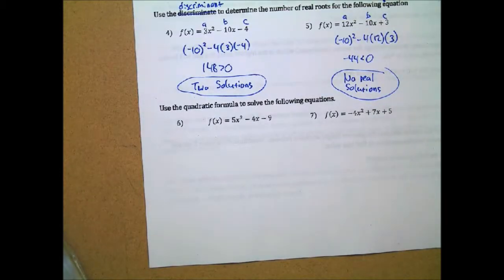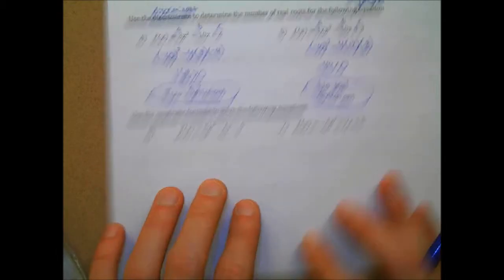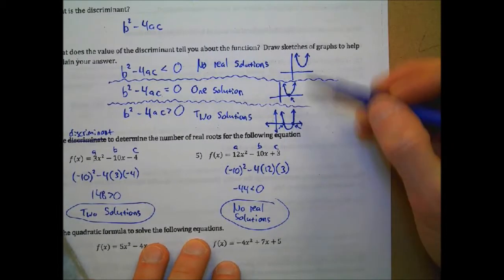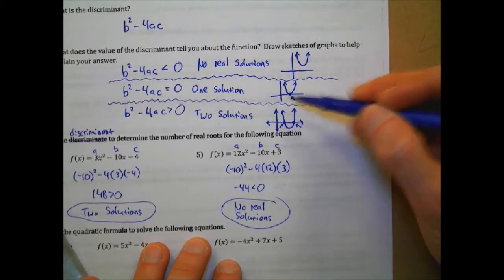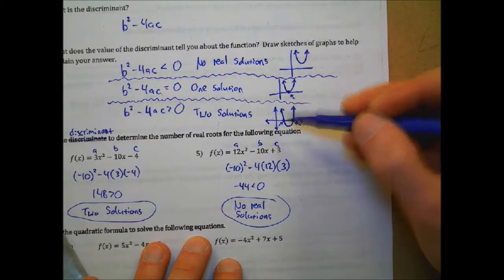Okay, so that's another way you can do that too. And that's why I also showed you these little pictures here, right? No real solutions. The graph never crosses the x-axis. One solution, the graph just touches it. And then two, it intersects on both sides.